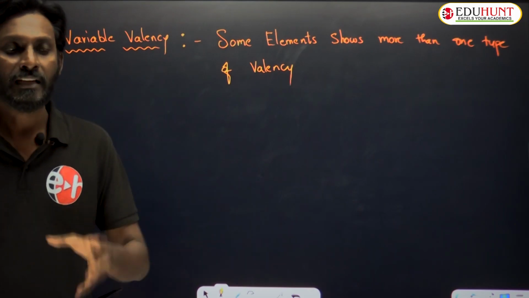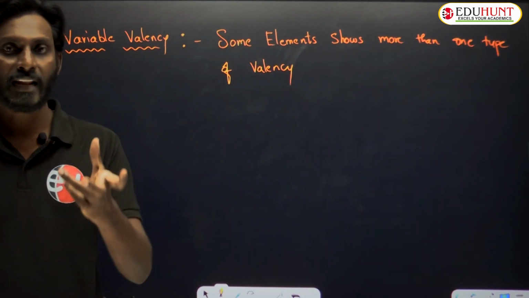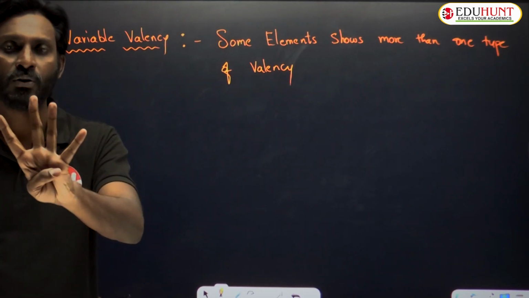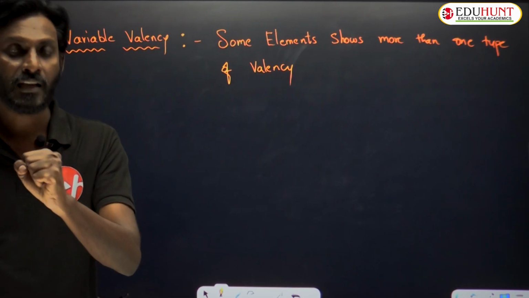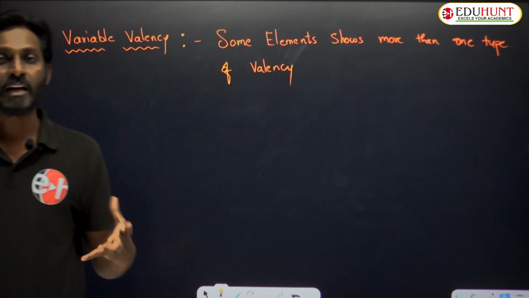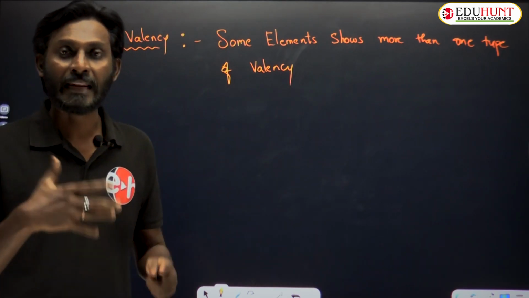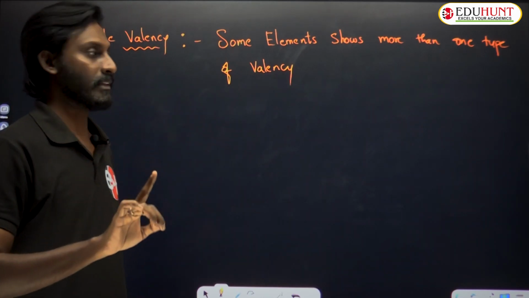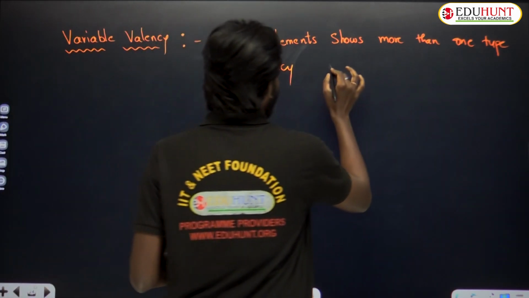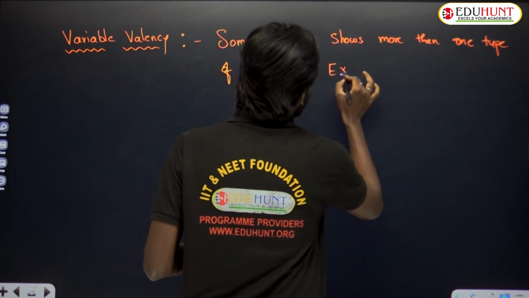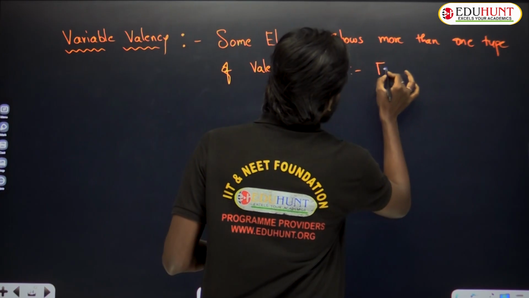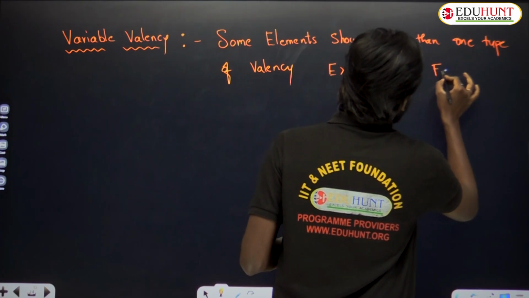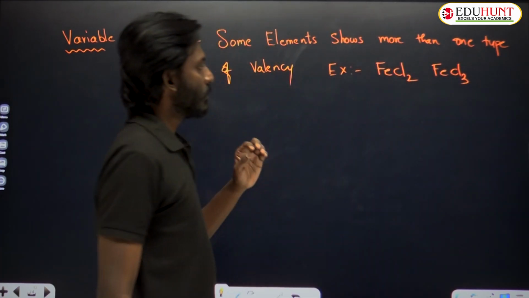Sir, what about other elements? We completed that. From the previous class, we got an idea that every element has a fixed valency. If carbon has valency 4, that is a fixed thing. But there are so many examples in which the atom of an element can show more than one type of valency. Let me give you examples. First one is FeCl2, and FeCl3.